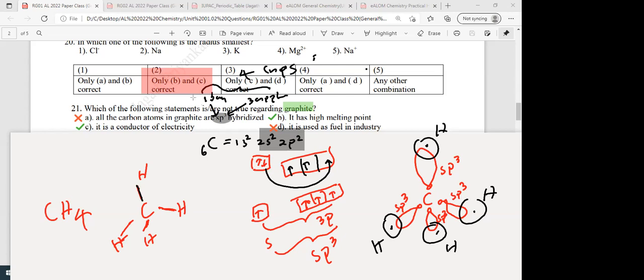Question number 21. Answer is B and C. Sorry, they are asking what is not true. We have to be very careful. They are asking for the incorrect one. Sorry, the incorrect ones are A and D, because of this arrowhead, I didn't see that. Incorrect, not true regarding graphite. A and D are wrong. That means the answer is fourth.